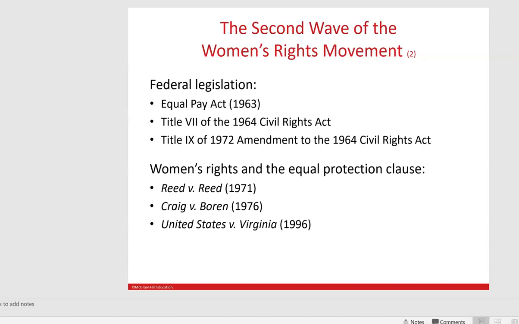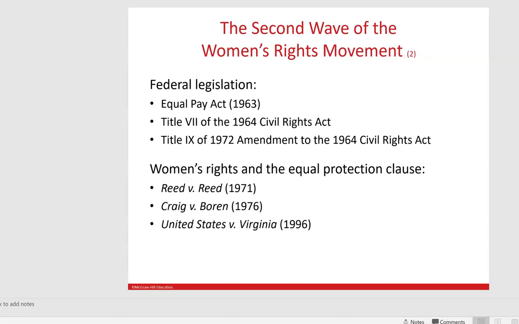Title VII of the 1964 Civil Rights Act was broad, but eventually was narrowed to prohibit discrimination in all personnel decisions based on sex, as well as the other inherent characteristics typically applied to acts of discrimination, such as race, sex, and so forth.